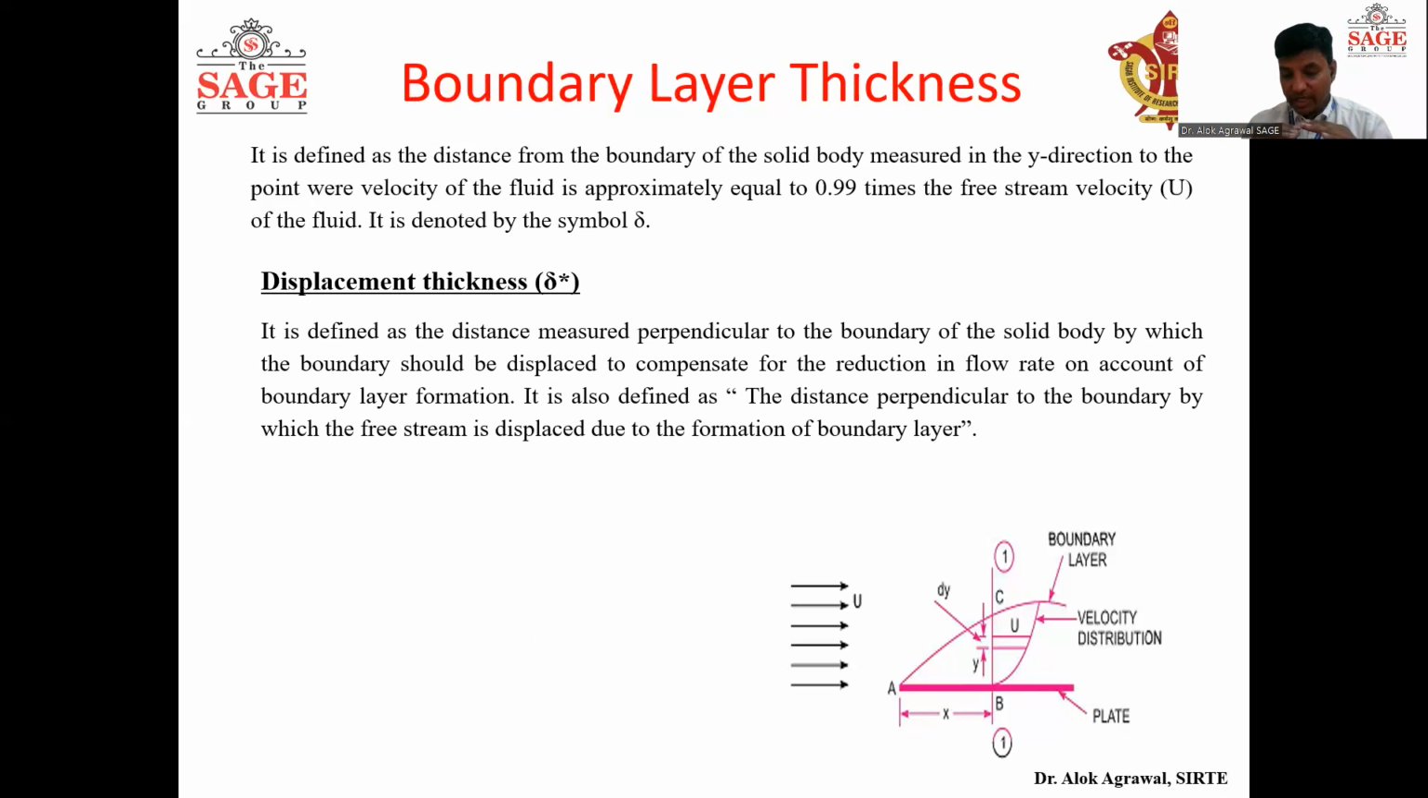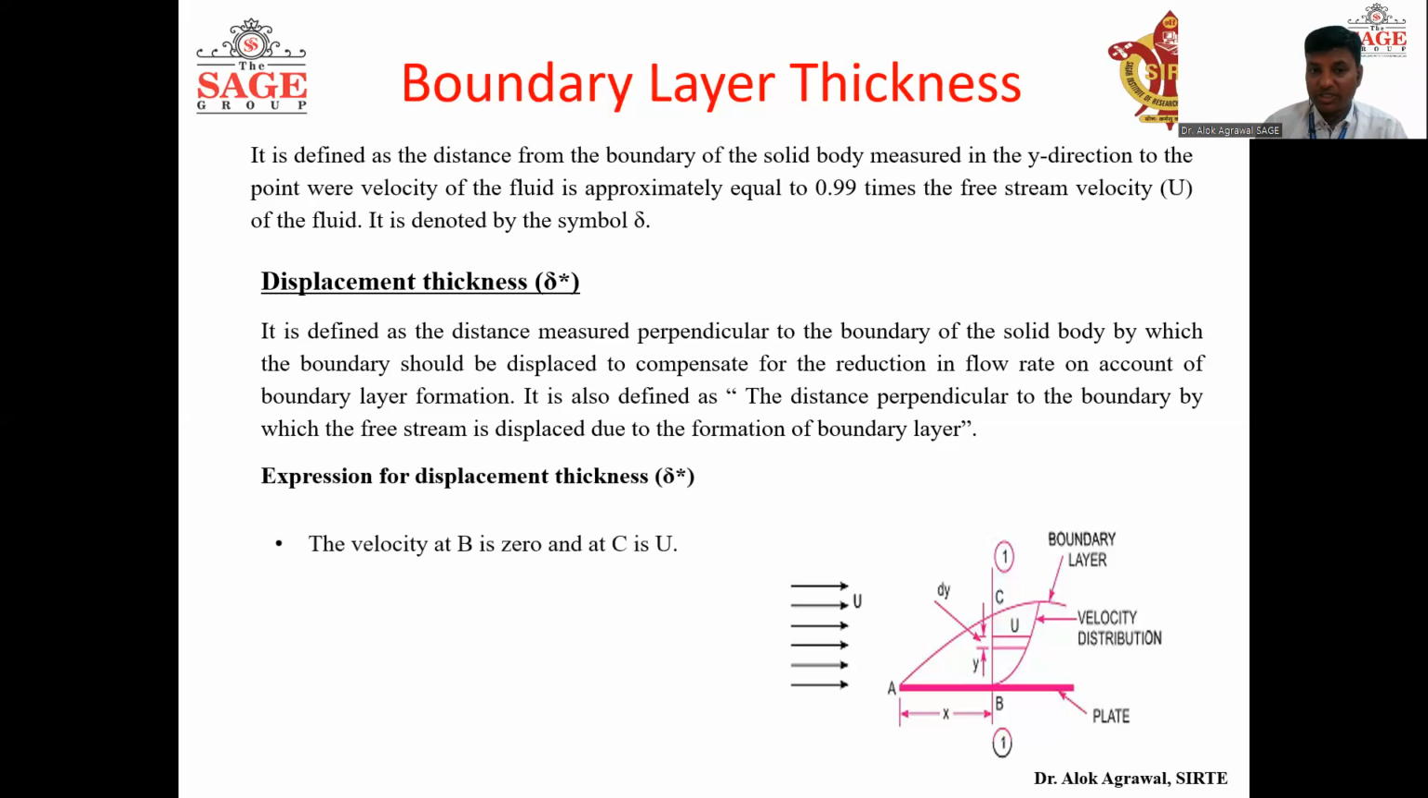See what happens when we keep a solid plate in a flowing fluid: the velocity of the fluid reduces, and because of this reduction in velocity, the flow rate reduces. So we can say that by keeping the solid plate in a flowing fluid, the flow rate of the fluid decreases. Displacement thickness is the distance by which we have to move the plate in order to compensate for the reduction in flow rate occurring because of the presence of the plate. There is a derivation related to this, so let us see the derivation.